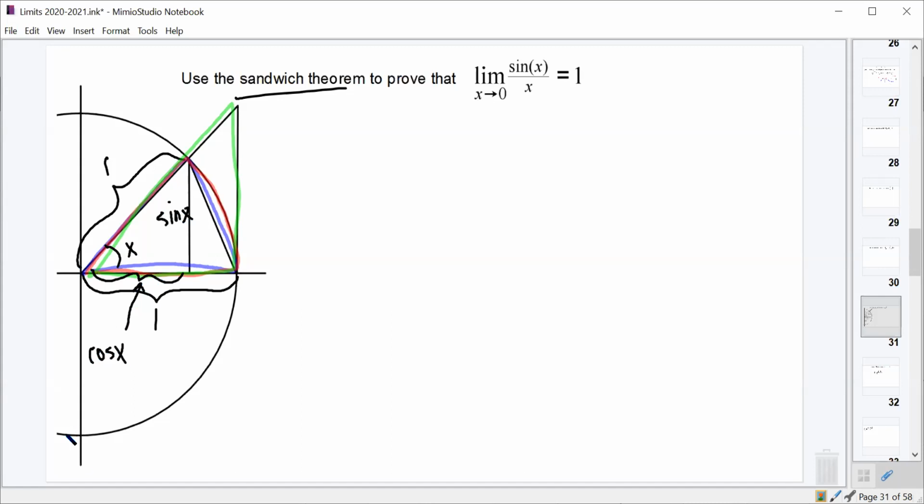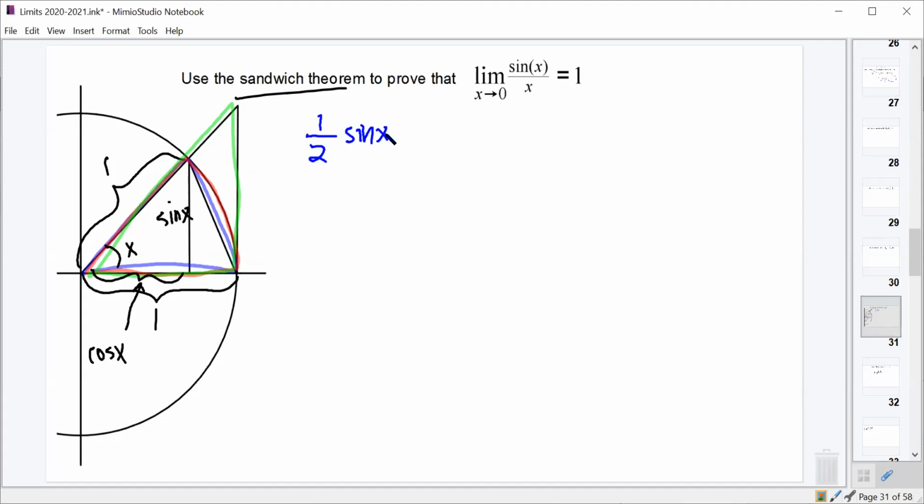But already we should be able to tell what the area of the blue triangle is, right? Because what's the area of a triangle? The area of a triangle is just 1/2 base times height. The height of that triangle is sine x, and the base of that triangle is 1. So the area of that triangle should just be 1/2 times 1 times sine x. Everybody agree that that's the area of the blue triangle? Yep. All right, cool.